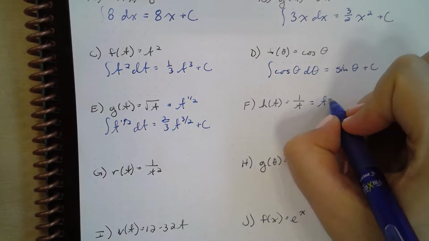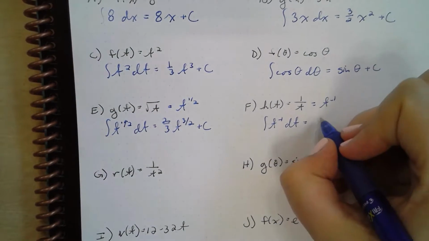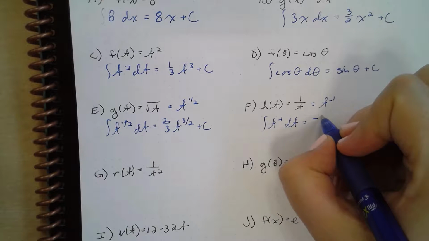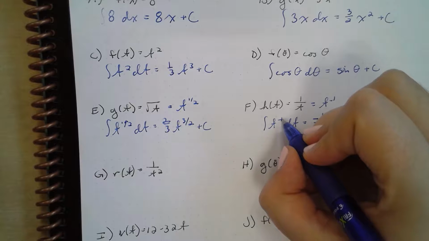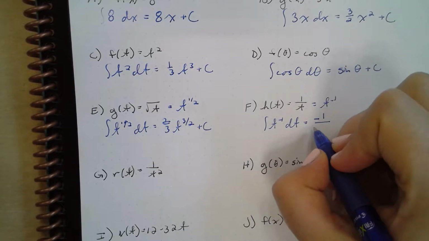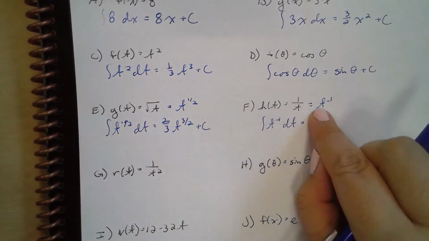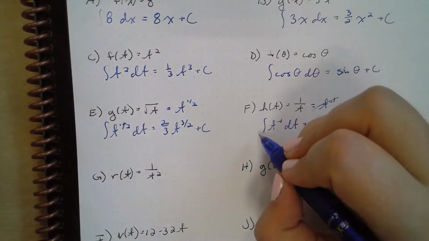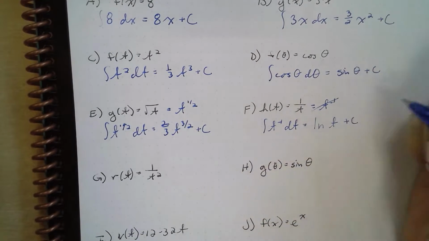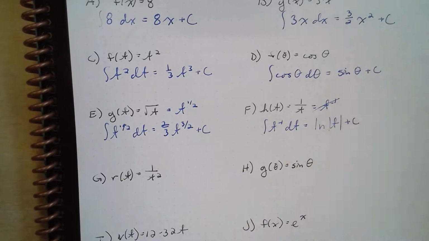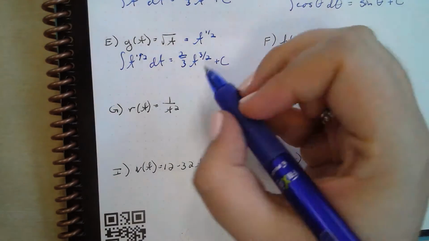1 over t is t to the negative 1. The integral of t to the negative 1 dt is equal to... Oh my gosh, what am I doing? Why would I do all of this? That's ridiculous. Ignore all of that. This is just equal to the natural log of t plus c. This is also absolute value, but that's not that important at the moment. Okay, I really kind of got away from it there.